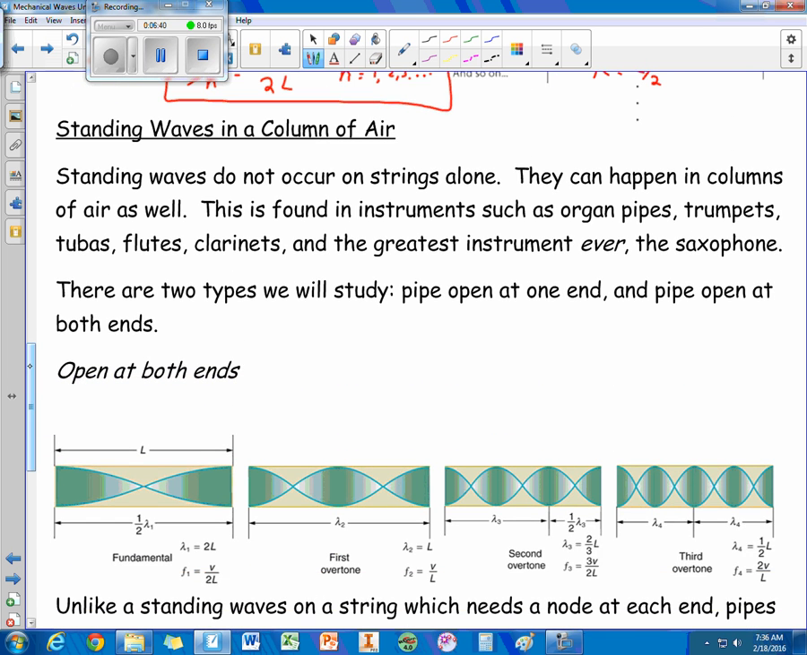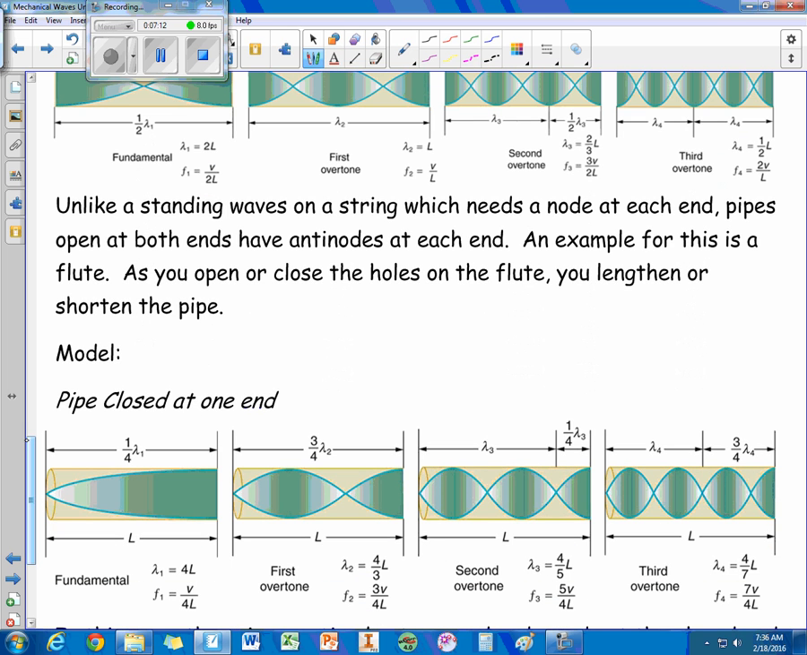Now let's talk about columns of air. An instrument, a wind instrument, is simply a big column of air. And standing waves can occur in this. So instruments like organ pipes, trumpets, tubas, clarinets, flutes, the greatest instrument ever, the saxophone, these are all columns of air. And we have 2 types. We got a column that is open at both ends, that'd be like a flute, and we have a column that is closed at one end. That would be kind of like a pipe organ.